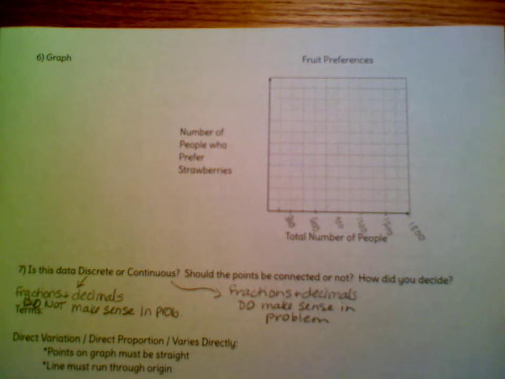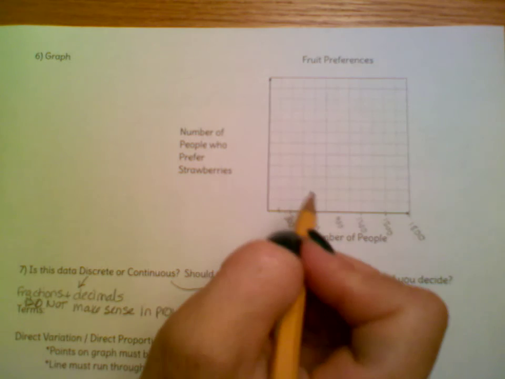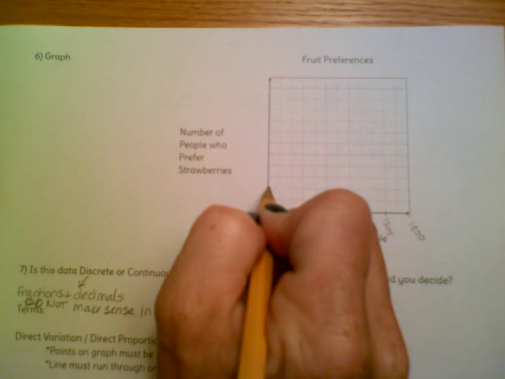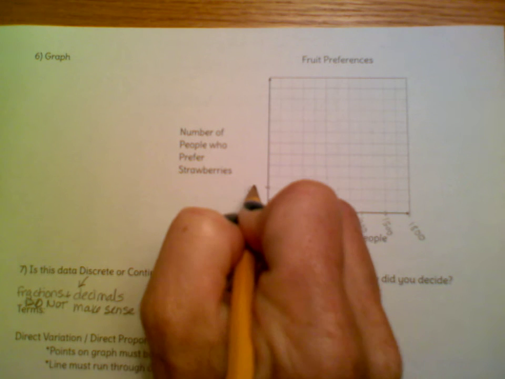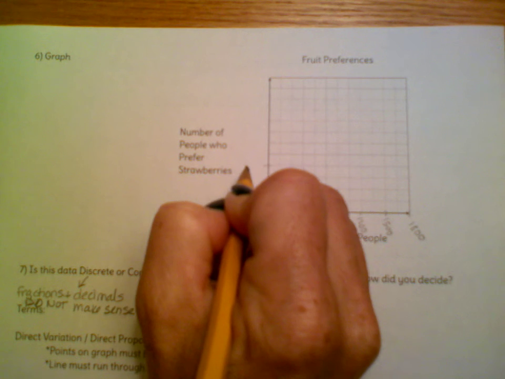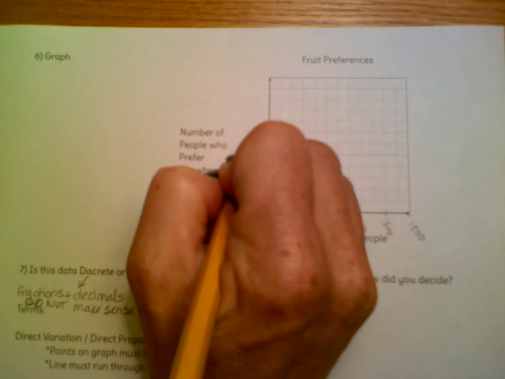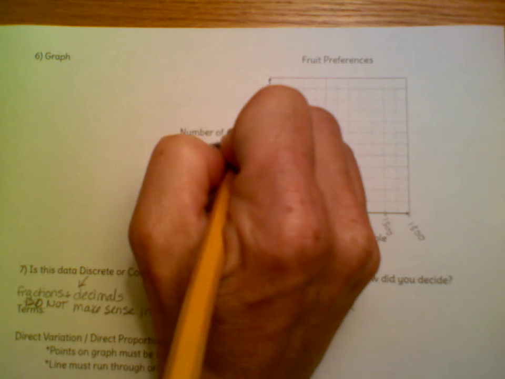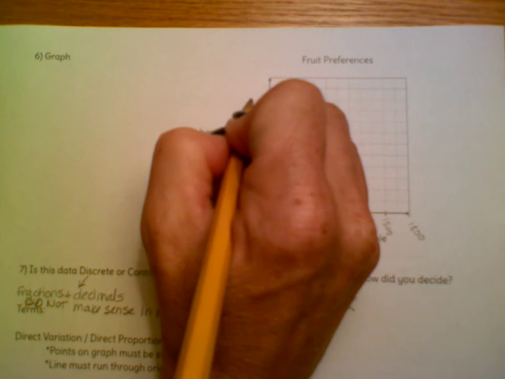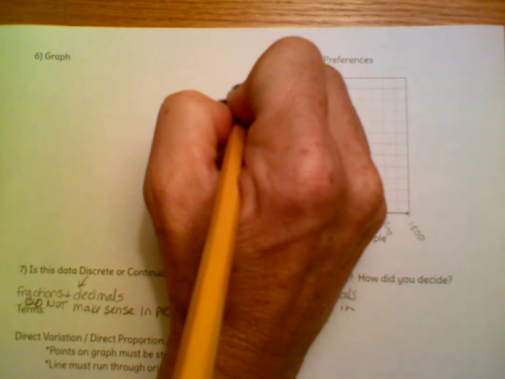And if I go up for people, I think I'm just going to go up by 50. So this one here would be 100, 200, 300, 400, 500, and 600.